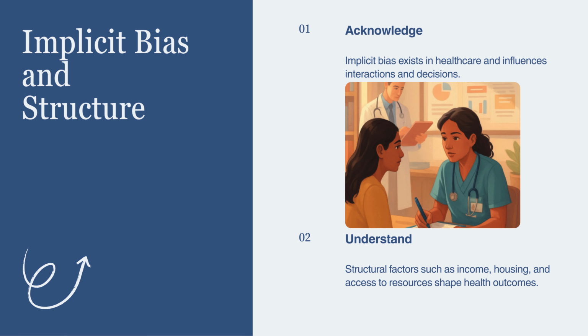Implicit bias affects how we interpret information, communicate, and make decisions, often without realizing it. Structural factors, like housing, transportation, education, and policy, also shape health outcomes. By acknowledging these influences, we can work toward health equity and provide fair, respectful care to every client.